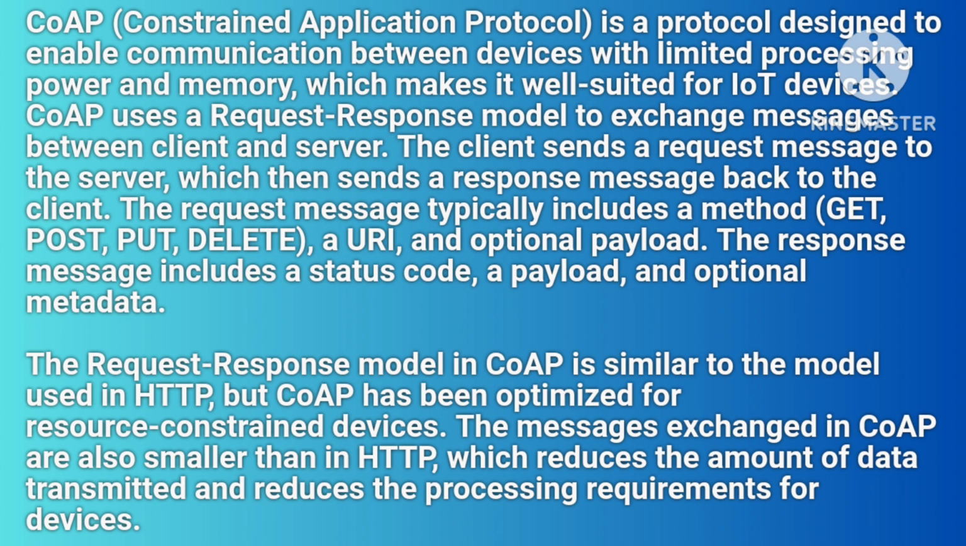The request message typically includes a method (get, post, put, delete), a URI, and an optional payload. The response message includes a status code, a payload, and optional metadata. The request-response model in CoAP is similar to the model used in HTTP, but CoAP has been optimized for resource-constrained devices. The messages exchanged in CoAP are also smaller than in HTTP, which reduces the amount of data transmitted and reduces the processing requirements for devices.